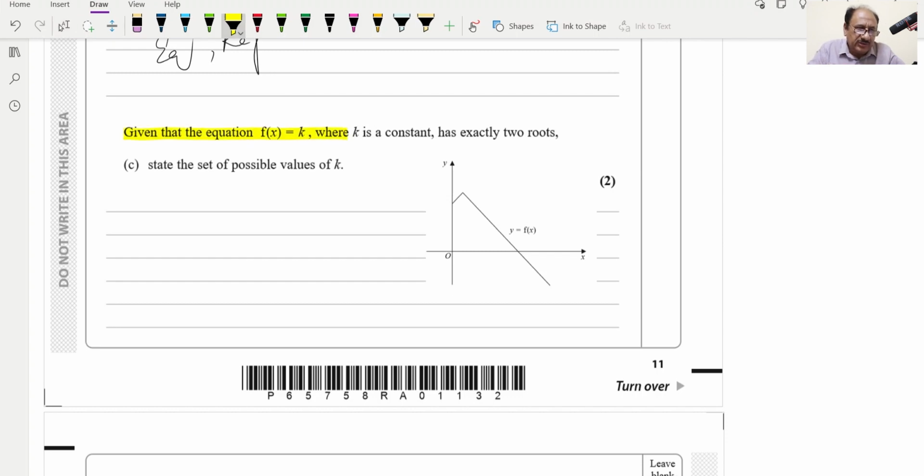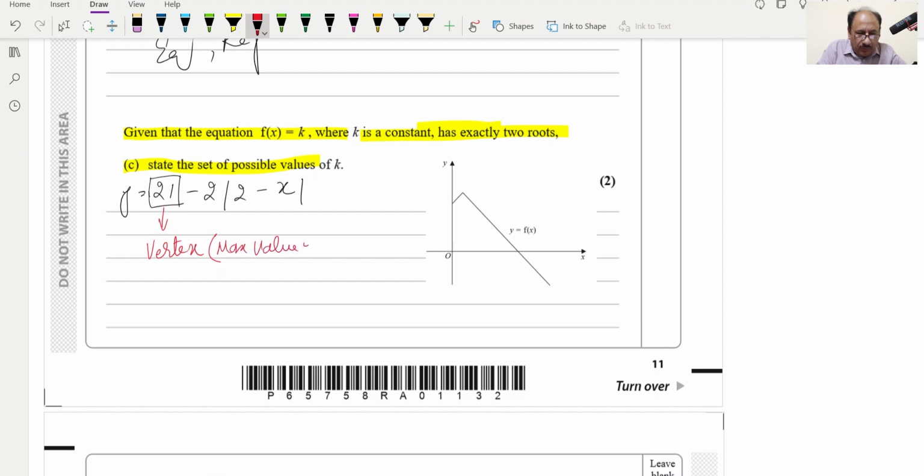that the equation f of x is equal to k, where k is a constant, has exactly two roots, state the set of possible values of k. So this is basically C part, which we can write over here. Equation given is y is equal to 21 minus 2 mod of 2 minus x, and this portion is what? This portion is basically the vertex, the highest value of y of the vertex, or maximum value of y.